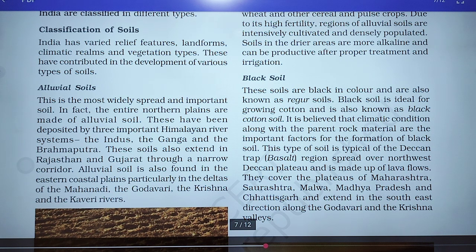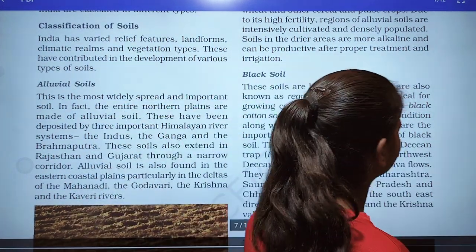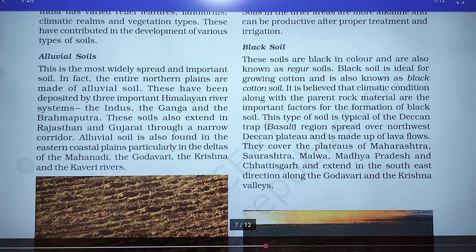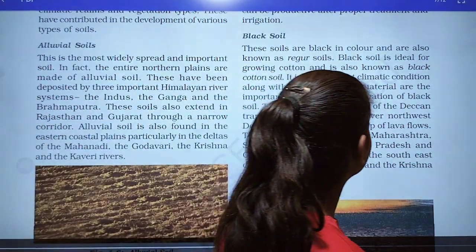It is also known as black cotton soil because it is ideal for growing cotton. It is believed that the climatic condition along with the parent rock material are the important factors in the formation of black soil.